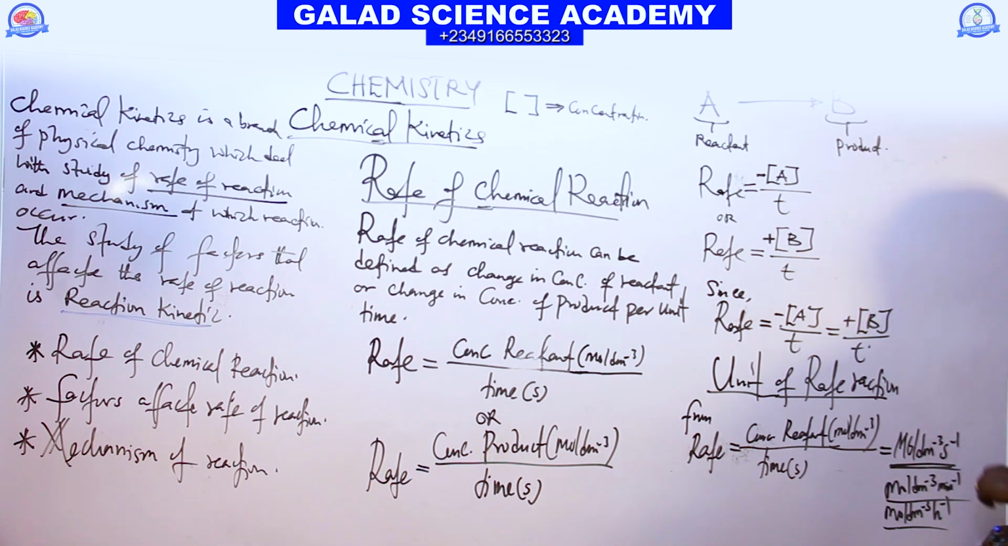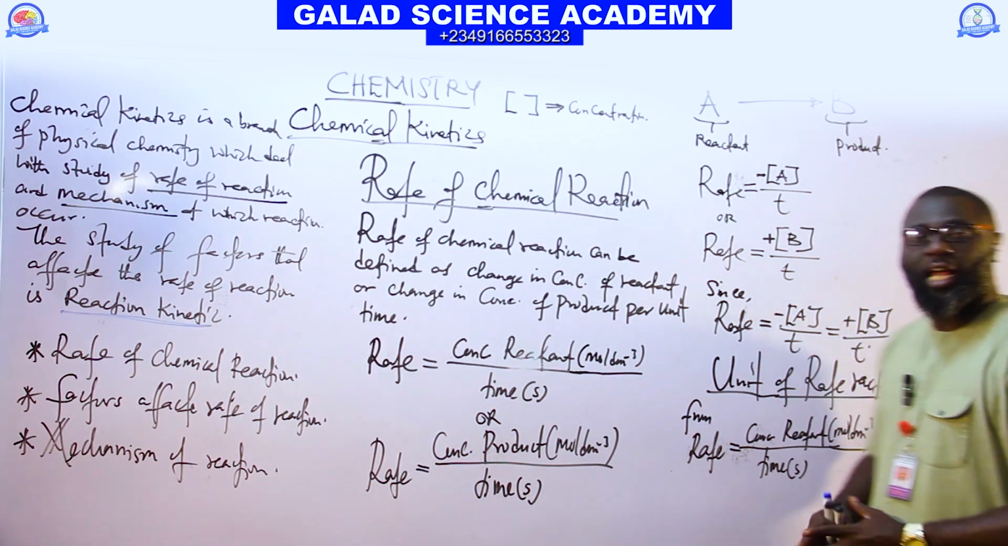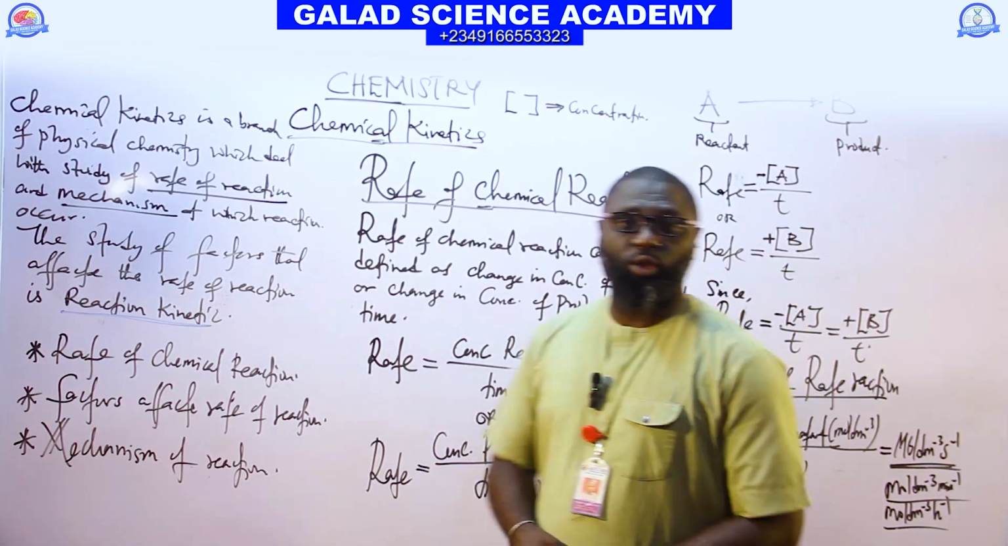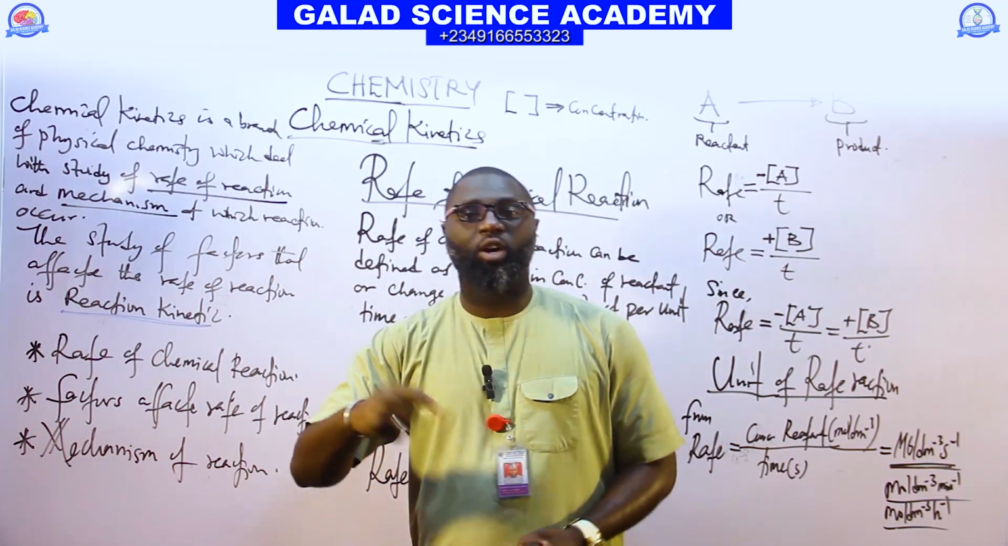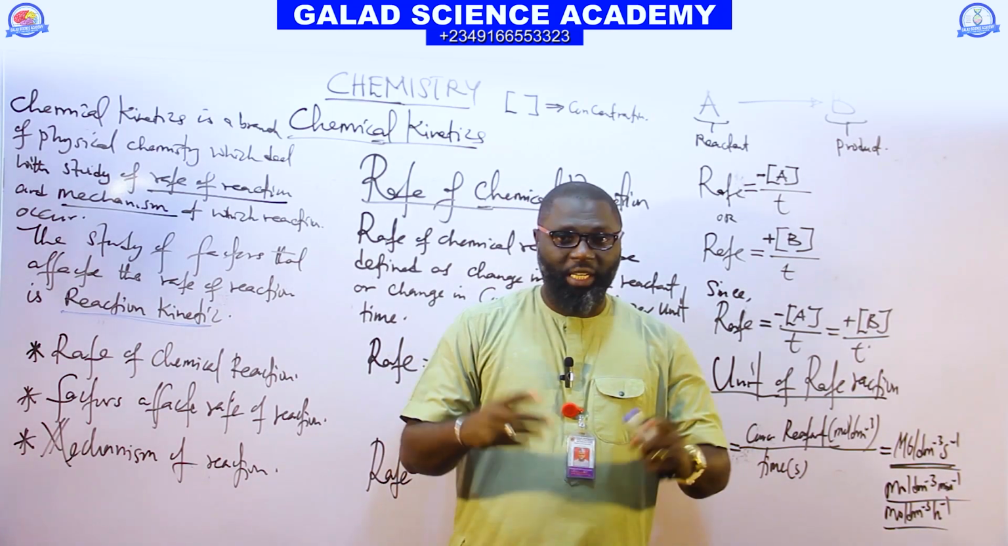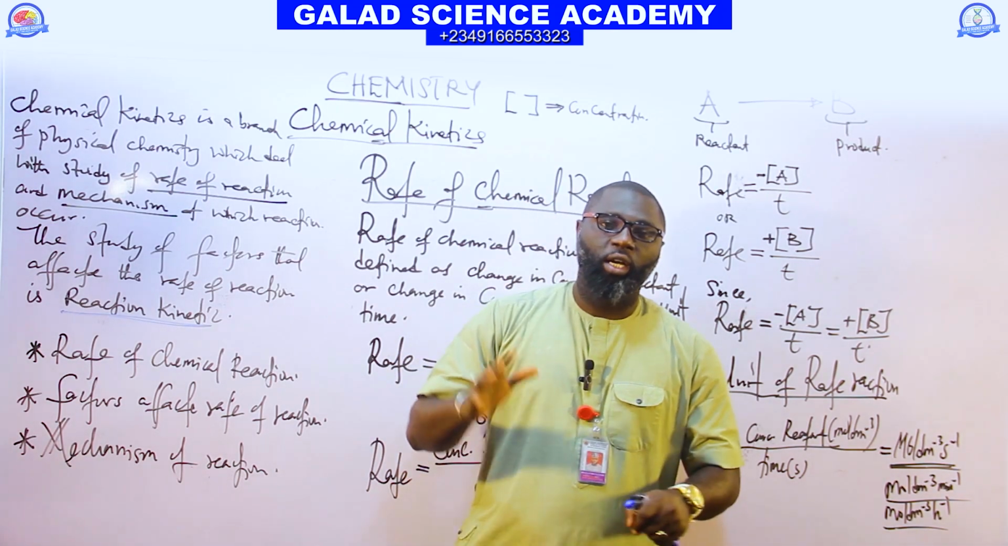So the next aspect of chemical kinetics we need to treat now is the rate curve, which is the graph of rate of chemical reaction.